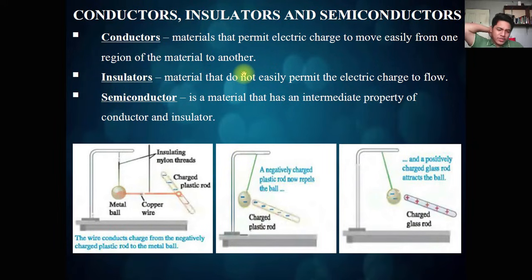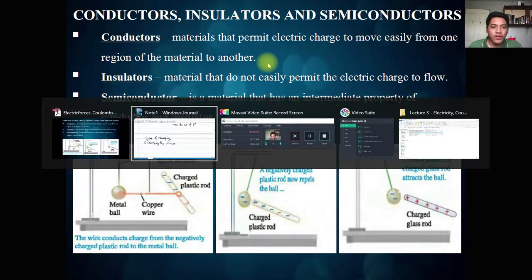So, what are the types of material in terms of their conductivity? We have what we call the conductors, the insulators, and the semiconductors. The conductors, from the word itself, are materials that permit or conduct electric charge to move easily from one region of the material to another. Good conductors are basically metals.